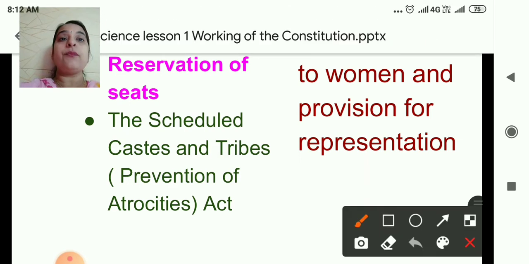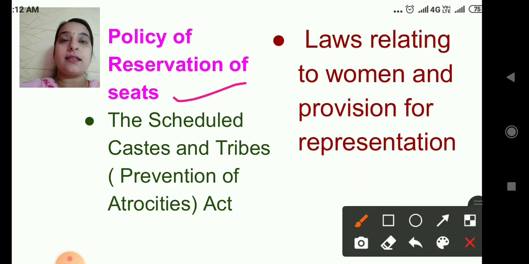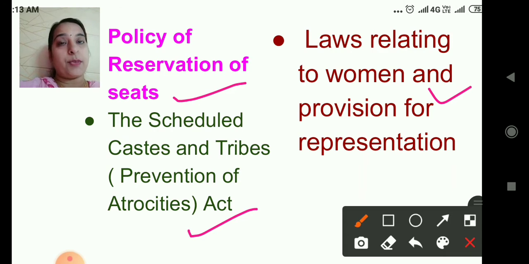Now, the efforts made in India to bring about justice and equality include the policy of reservation of seats. Here, some seats are reserved for other backward classes so that they are not deprived of opportunities for education and employment. Next is the Scheduled Caste and Tribes Prevention of Atrocities Act, wherein any act of atrocity committed against them is liable for punishment. Laws relating to women and provision for representation.